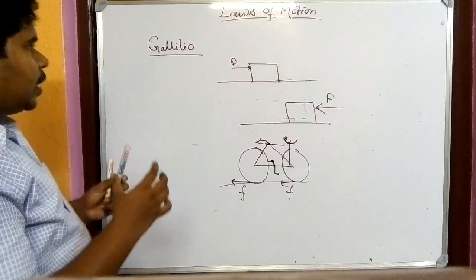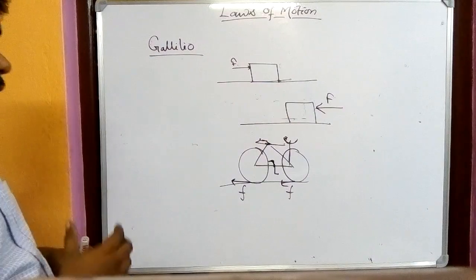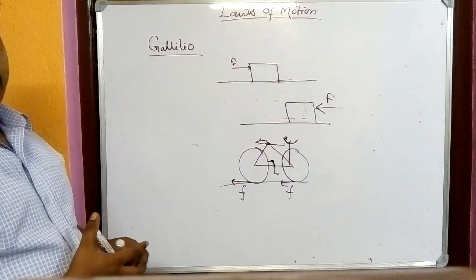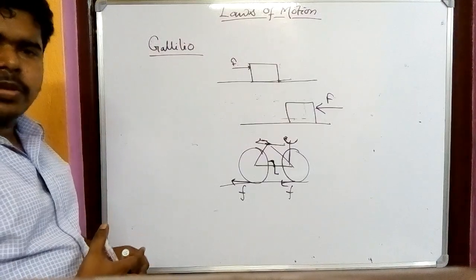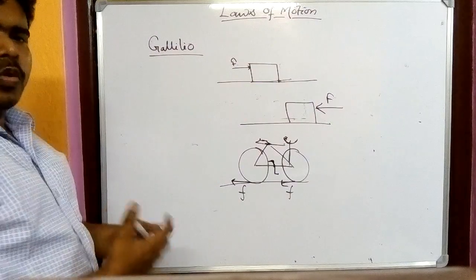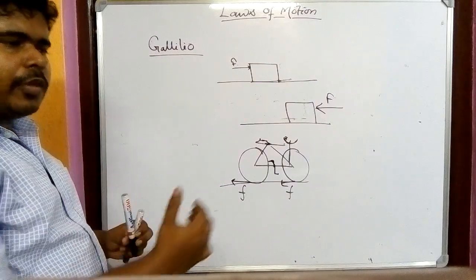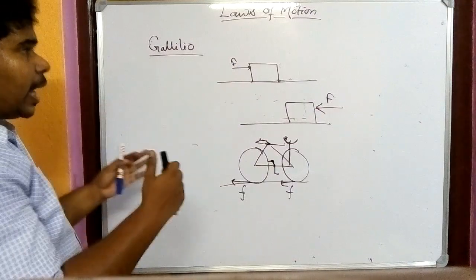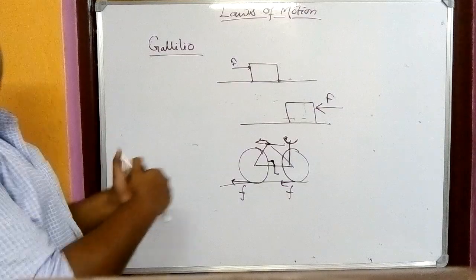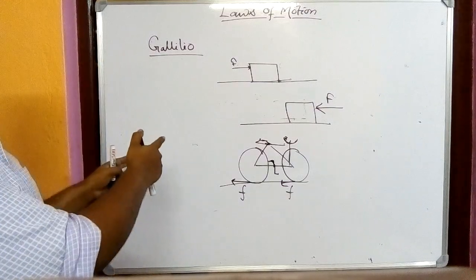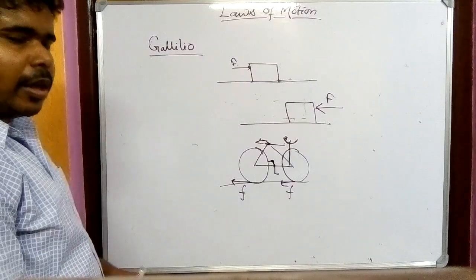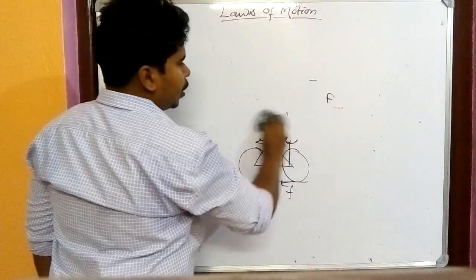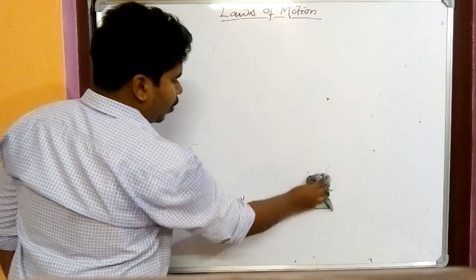Okay, so this is what Galileo has told, and Galileo has given a conclusion that if a body is at rest, the body tries to be in rest situation. If the body is moving, it just tries to move continuously in a straight path until a force is applied on it. And that idea of Galileo is taken by Newton and applied to the first law of Newton, that is the first law of motion, Newton's first law of motion.